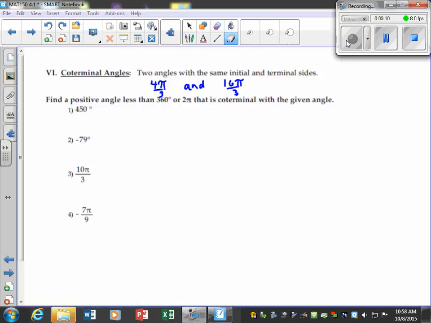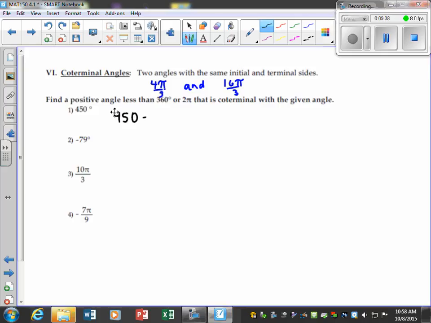Okay, let's practice with a few of these. Find a positive angle less than 360 or 2 pi that's coterminal with the given. If it gives you the information in degrees, your answer can be in degrees. If it gives it in radians, answer in radians. Okay, so what degree is coterminal with 450? How do you think we would do that?